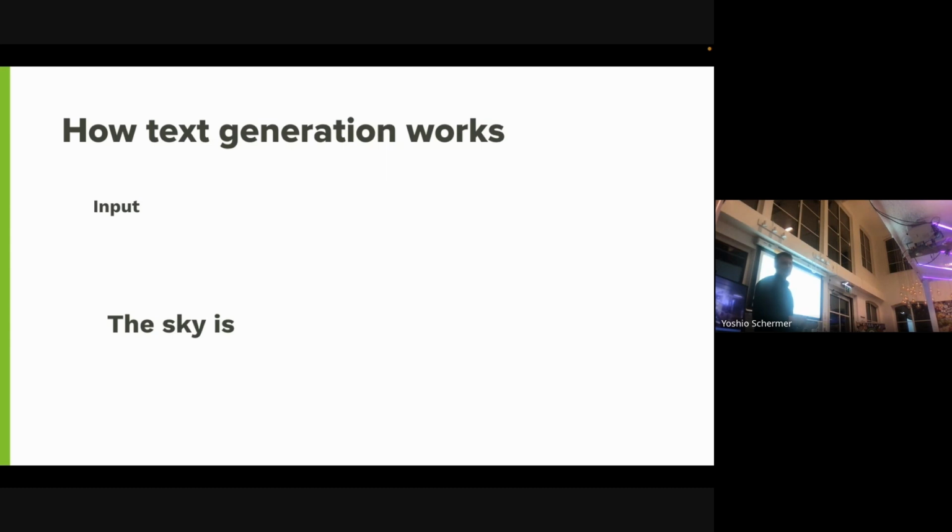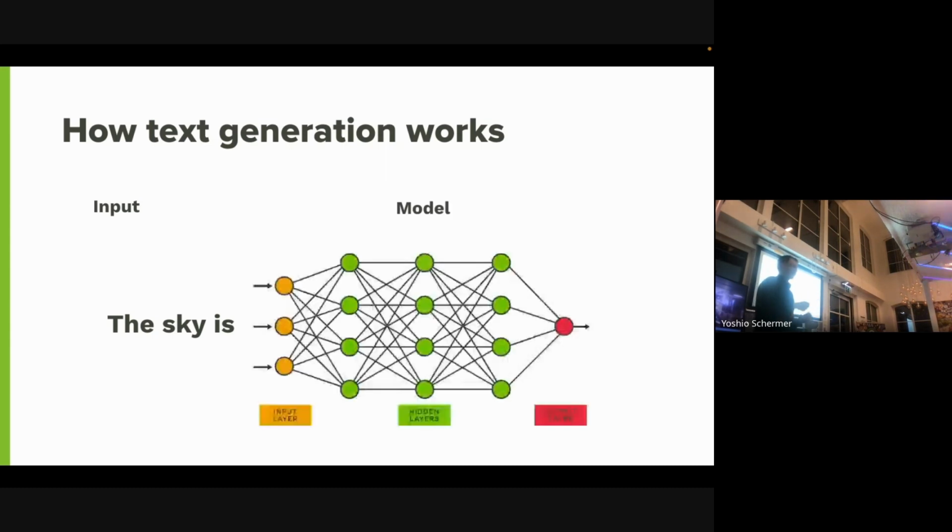We start with some input text. The sky is. This is the model. I'm not going to explain what happens underneath. It's not relevant. All you need to know is that the model only outputs one word, which would be blue. The most likely next word on the input text, the sky is, would be blue.